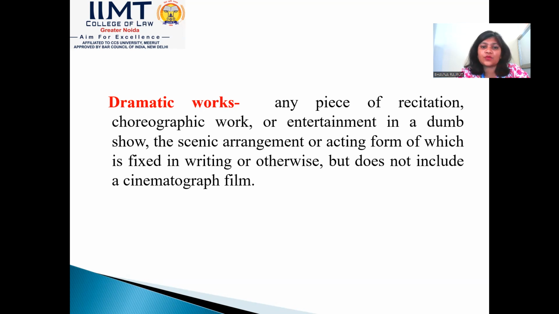Scenic arrangement is also part of dramatic work when a distinct kind of scenic arrangement has been created to signify or provide a message. That is also the subject of copyright.